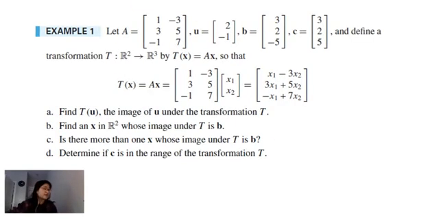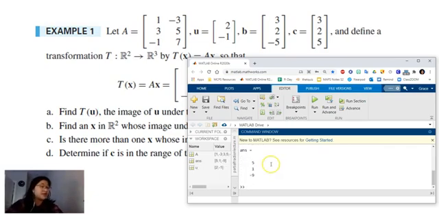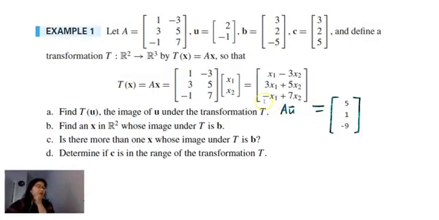So in order to find T of u, we just need to take A and multiply it by our vector u. So let's try that in MATLAB. So what I have is matrix A, and then I have vector u, and I'm going to make it as 2, -1, but then I'm going to transpose it so I get a column. And then I have A times u, and what's that going to be? 5, 1, -9. So the transformation on u is going to give us 5, 1, -9.